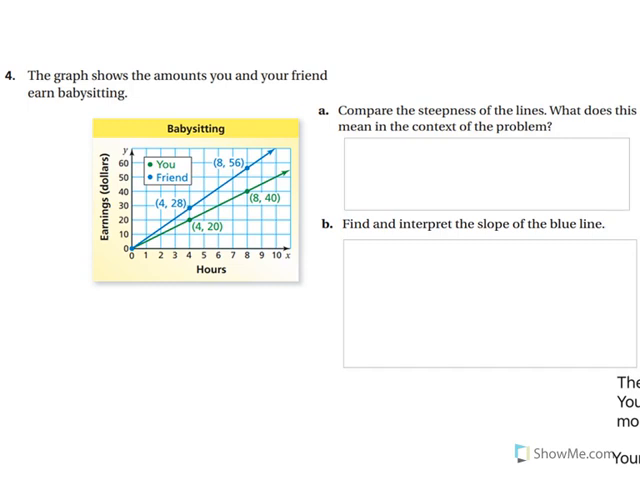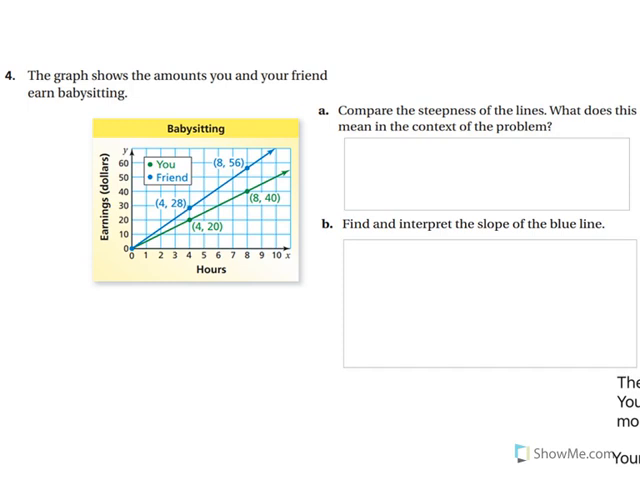Let's read the questions and the directions. For 4, it says the graph shows the amounts you and your friend earn babysitting. And for part A, it says compare the steepness of the lines. What does it mean in the context of the problem? So you're going to compare these. And then for part B, it says find and interpret the slope of the blue line. Well, let's take a look.